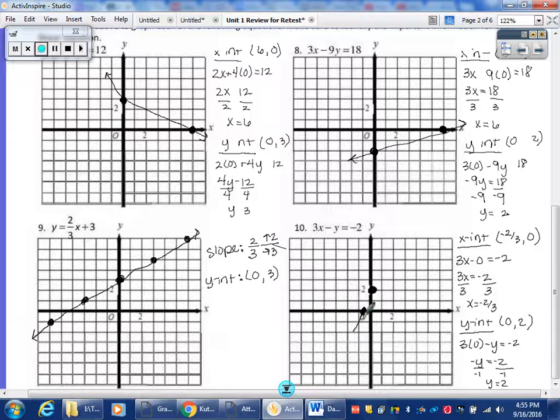Now I'm going to connect these points like that. And there you go. We have graphed lines. Remember that if you still don't understand how to do this, you need to come see me. This is a skill that is not going away.